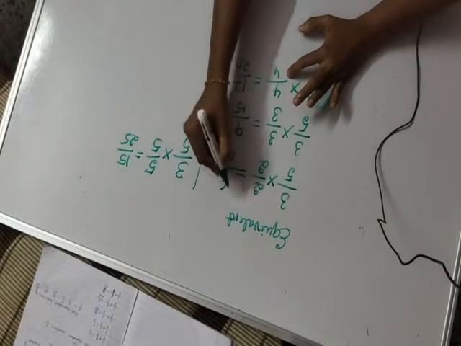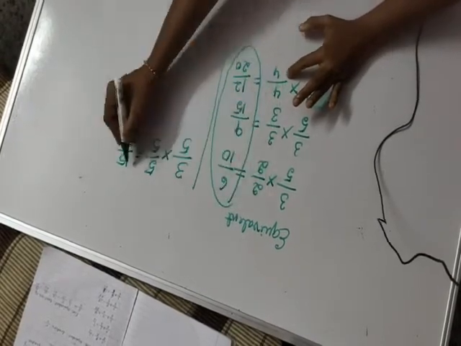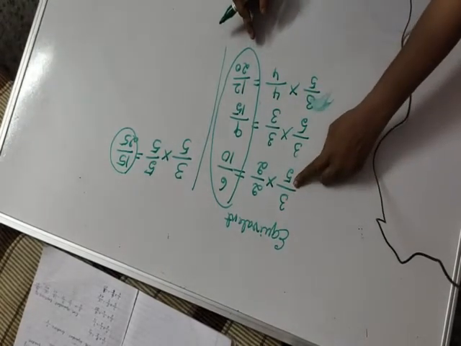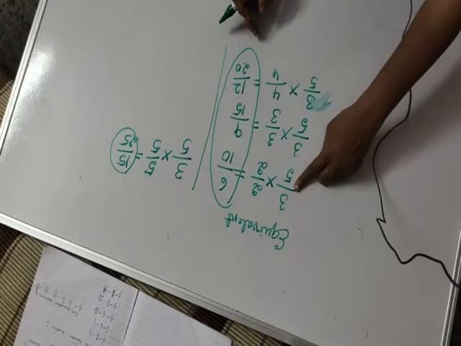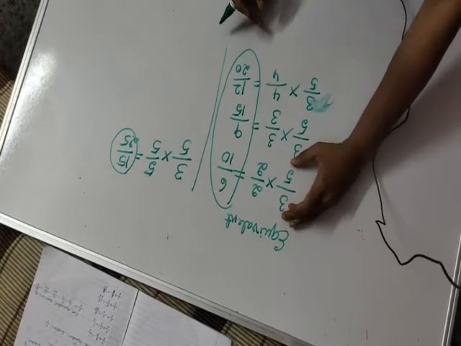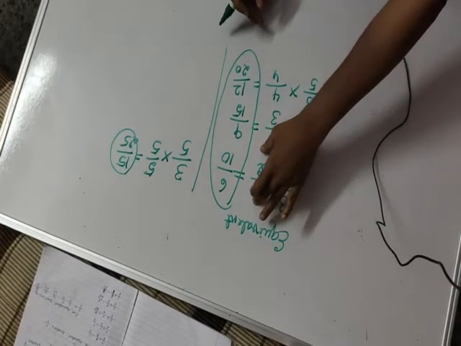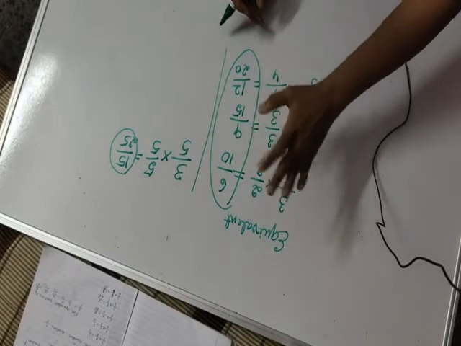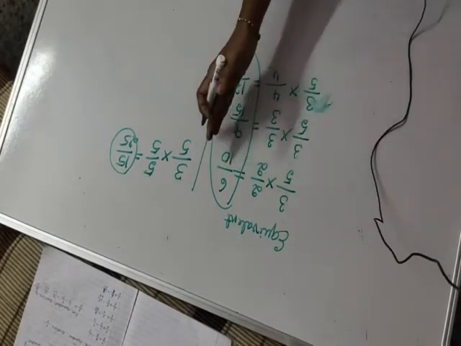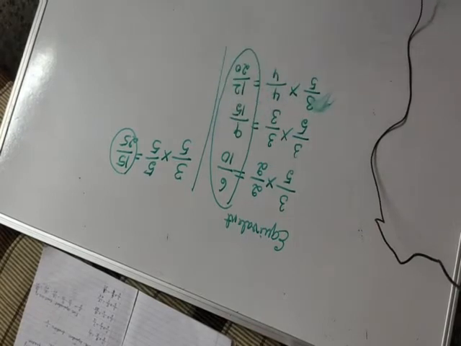25. Now these numbers are the equivalent fractions of 3 by 5. I think you understood how to write the equivalent fraction. Equivalent fraction means you have to multiply the given fraction by any number, but up and down by the same number. Whatever answer you get is the equivalent fraction of that.